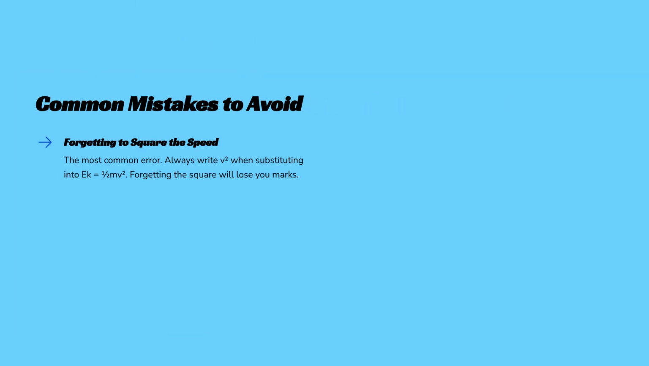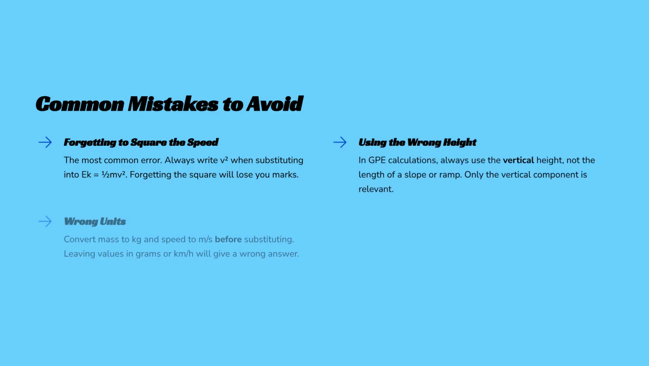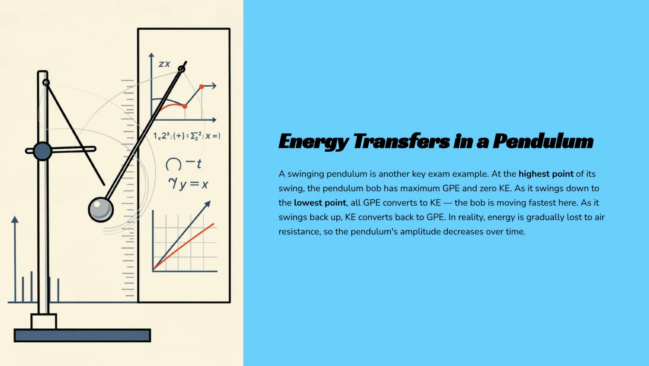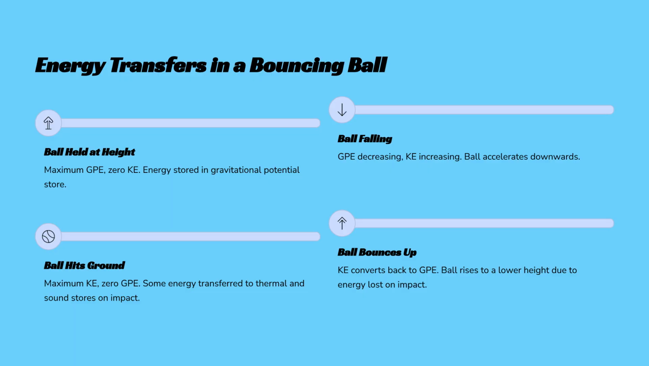Avoid common errors. Always square the speed, use vertical height, ensure correct unit conversions, and show your step-by-step working to secure method marks. A pendulum shows energy cycling between potential and kinetic. At the peak, energy is purely potential. At the lowest point, it is fully kinetic. When a ball bounces, energy transfers repeatedly. With each impact, some kinetic energy is lost to thermal and sound stores, causing the bounce height to decrease.